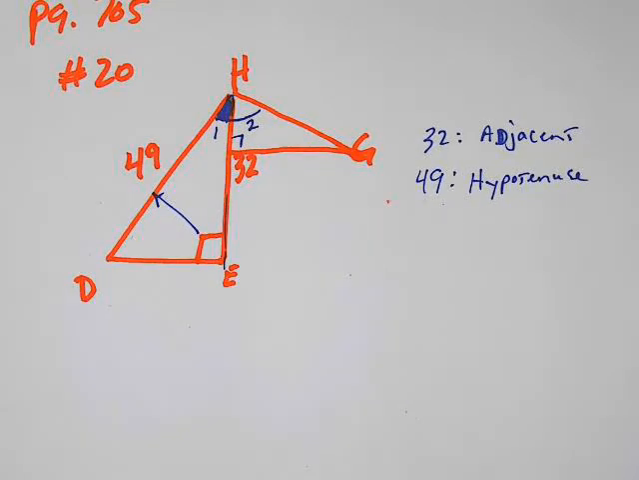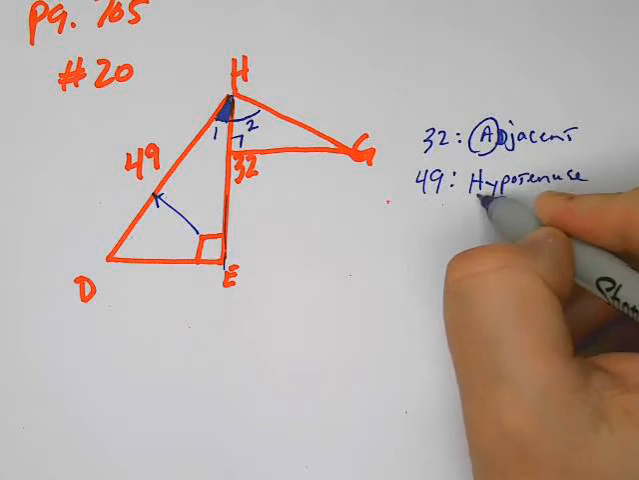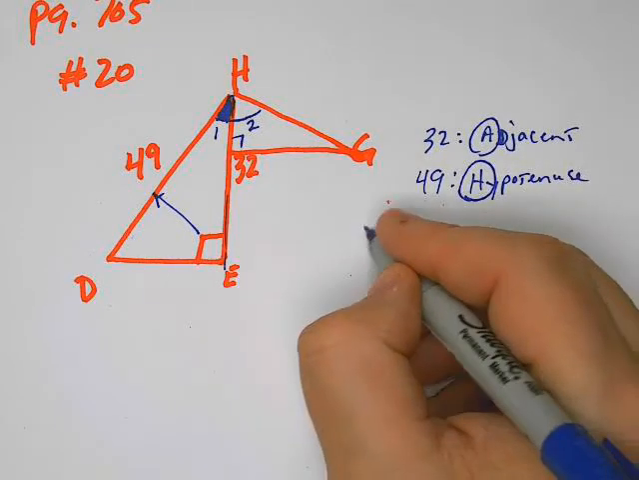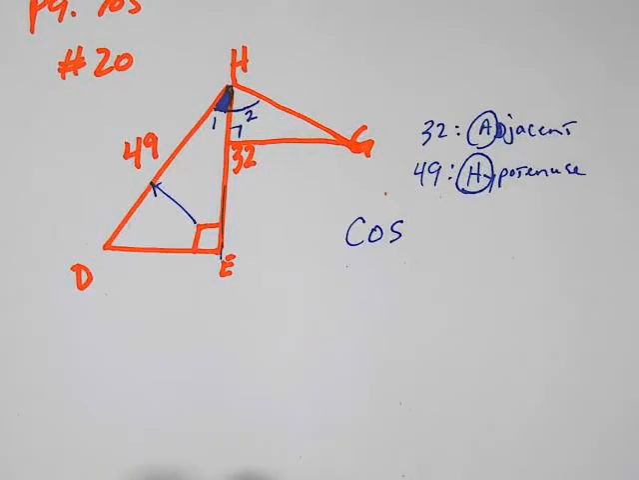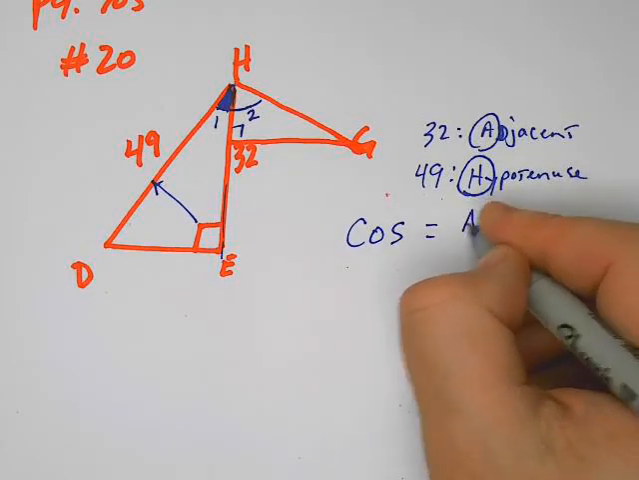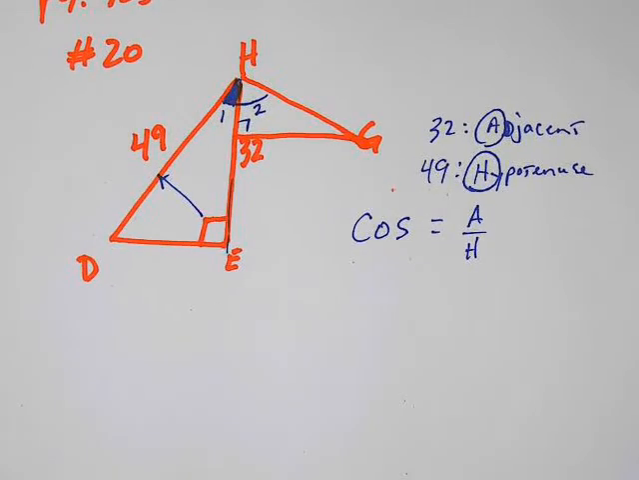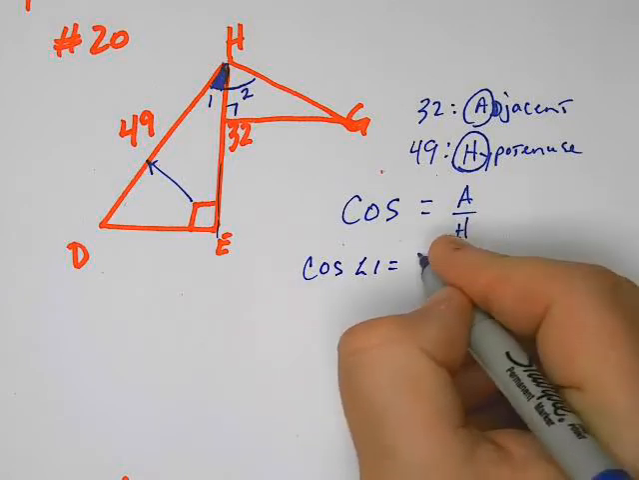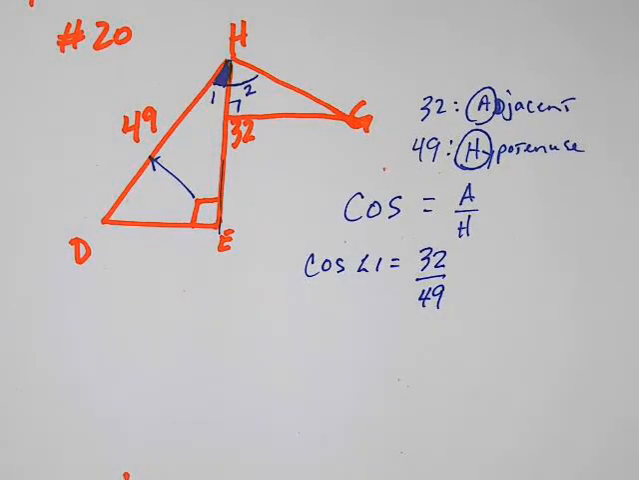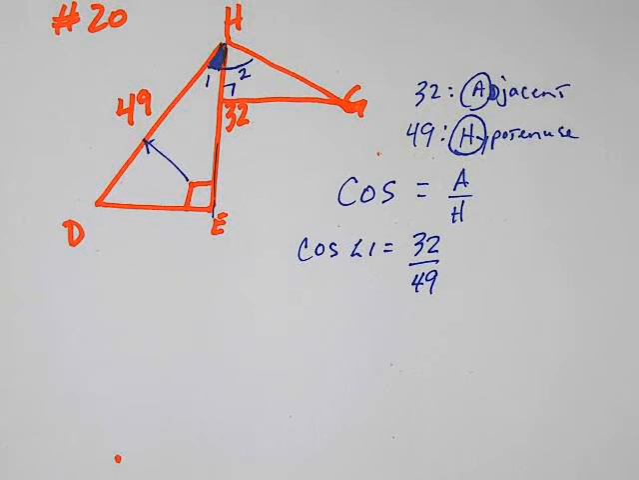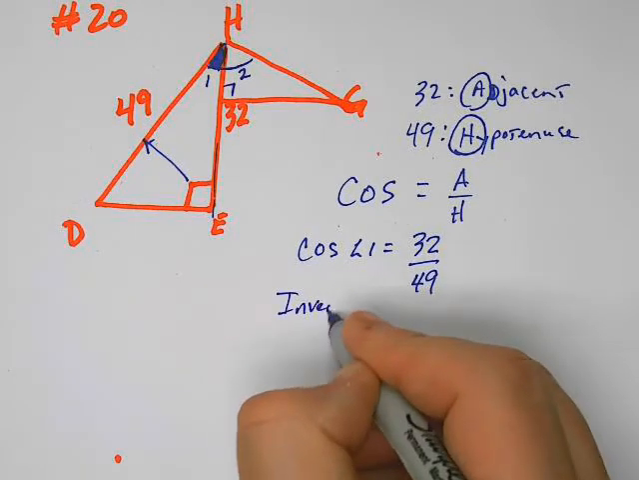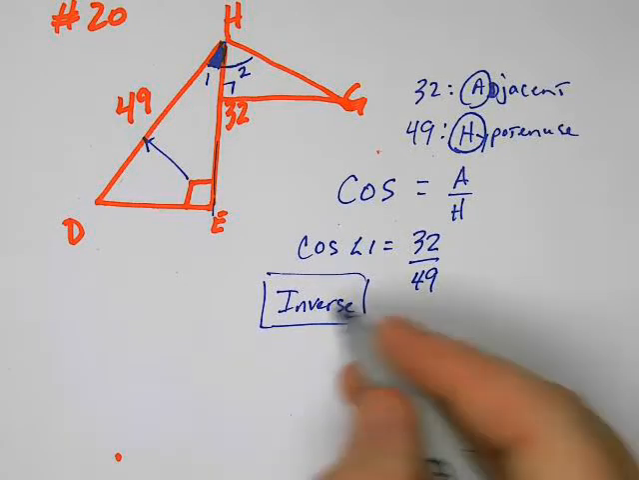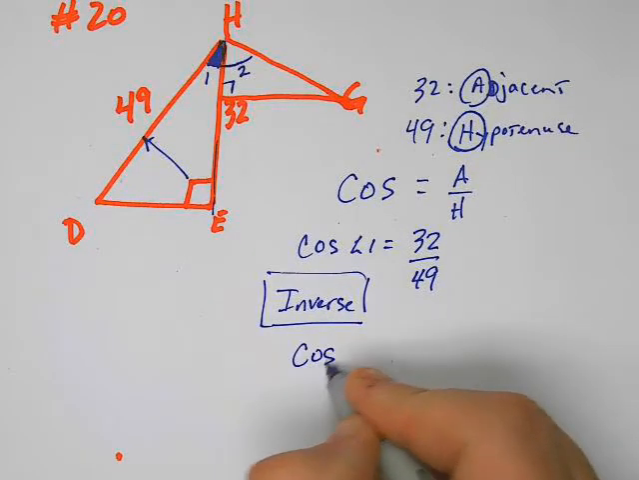And so then I think, all right, which trig function uses an A and an H, or the adjacent and the hypotenuse? Cosine. So I know that the cosine is adjacent over hypotenuse. So now I'm going to create an equation. The cosine of angle 1 is equal to 32 over 49. Anytime I go to find the measure of an angle, I'm going to use the inverse function. So the inverse function, cosine, looks like this.